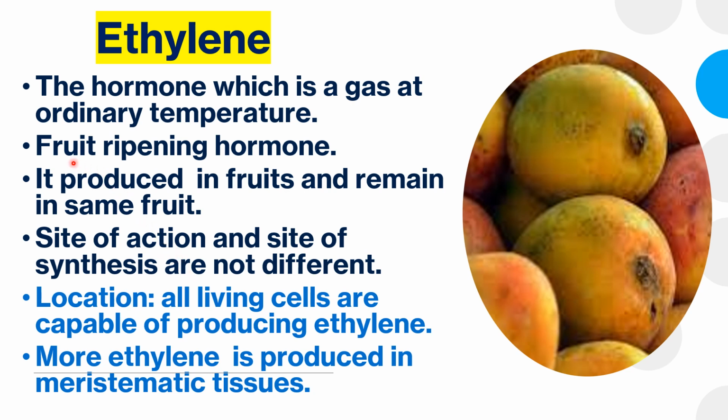This ethylene is also known as the fruit ripening hormone. Where is it found? All living cells are capable of producing ethylene. More ethylene is produced in meristematic tissues.